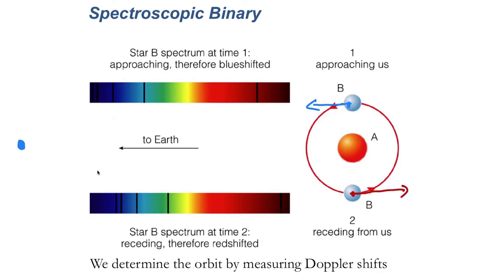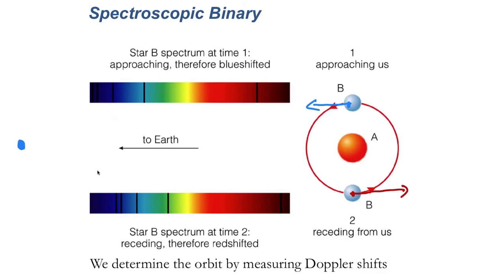And so if you watch the spectrum of star B by itself, you'll see its spectral lines wobble back and forth. Blue shifted when it's moving towards us, red shifted when it's moving away from us, and constantly moving back and forth as this object orbits the other one.